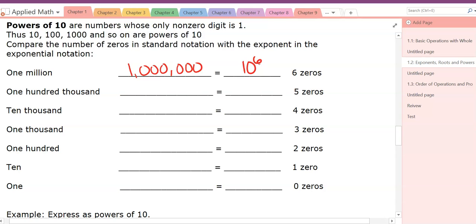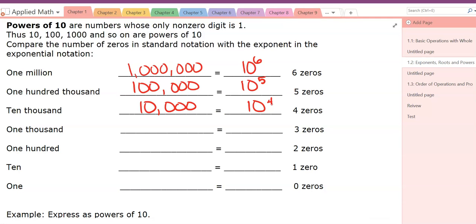If we think about 100,000, you would have a 1 and then 5 zeros, so you would have 10 to the 5th power. 10,000 would be 4 zeros, so we have 10 to the 4th power. I hope you're noticing a pattern here. 1 million had 6 zeros, so that would be the same thing as 10 to the 6th power. So the exponent 6 matches the number of zeros that this number had. 100,000 had 5 zeros, so the exponent is 10 to the 5th. And then the pattern just continues.